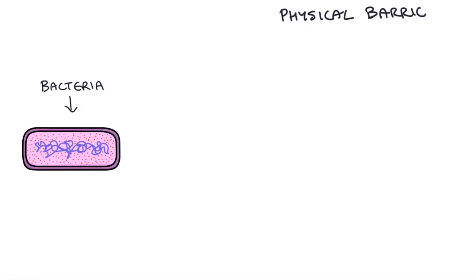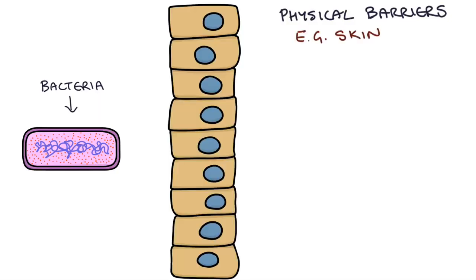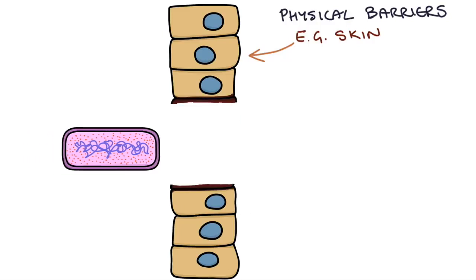Initially, there are physical barriers that need to be broken before an infection can take place. The skin is an example of one of these barriers. Most invaders will get stuck at this barrier. However, occasionally an invading pathogen will get through, such as when there's a cut in the skin.